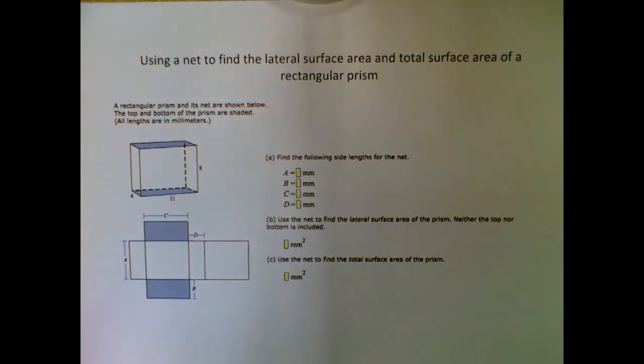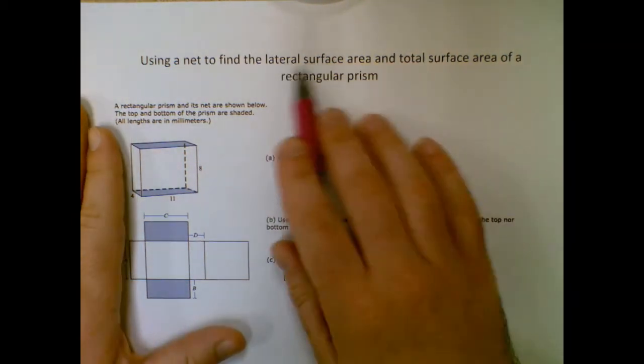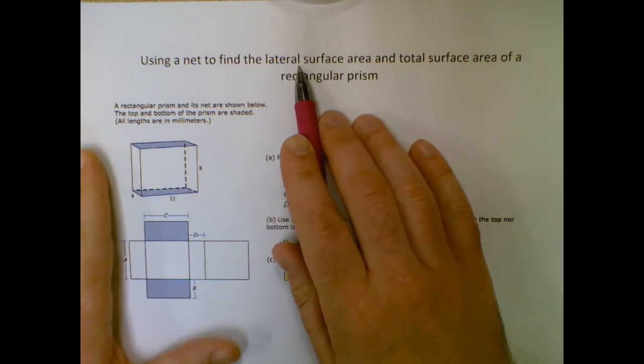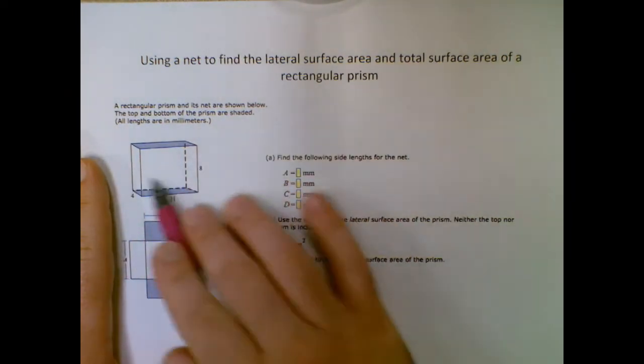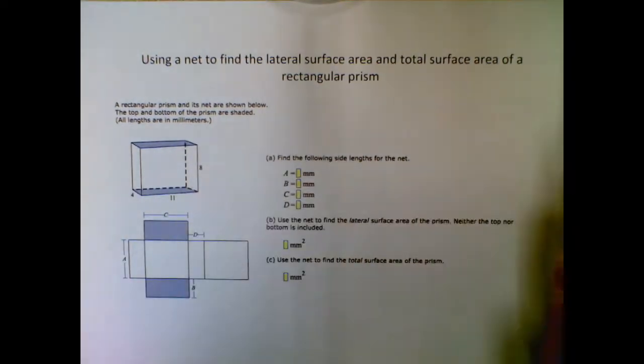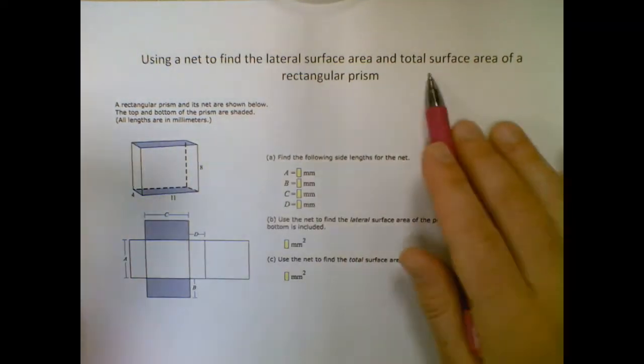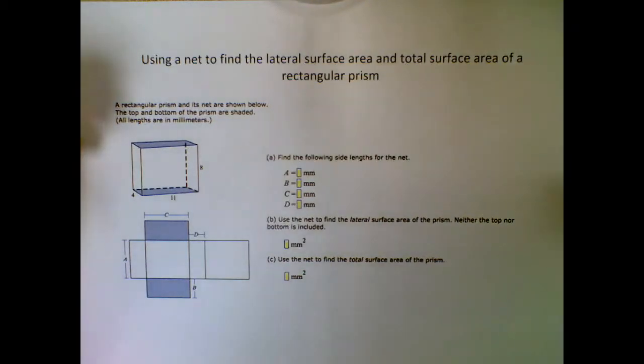So just to make sure we know what we're talking about here, lateral surface area, lateral means side, so it's just the surface area of the sides. I'm not going to include the top and the bottom. And then my total surface area would be all 6 sides of my rectangular prism.